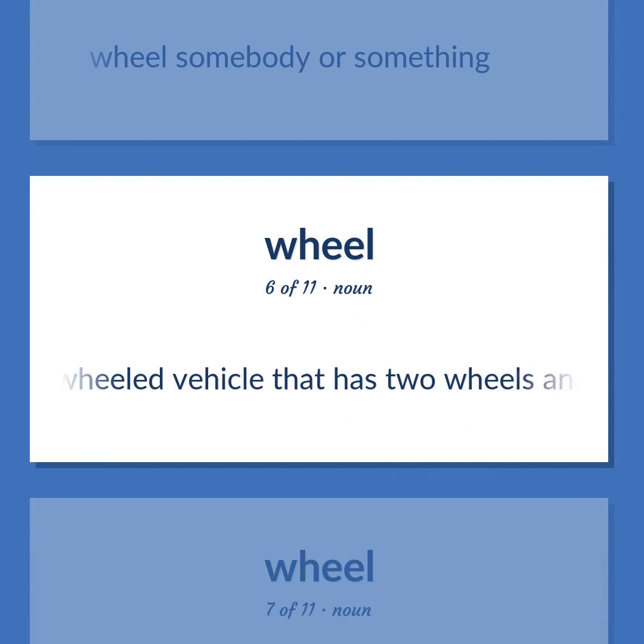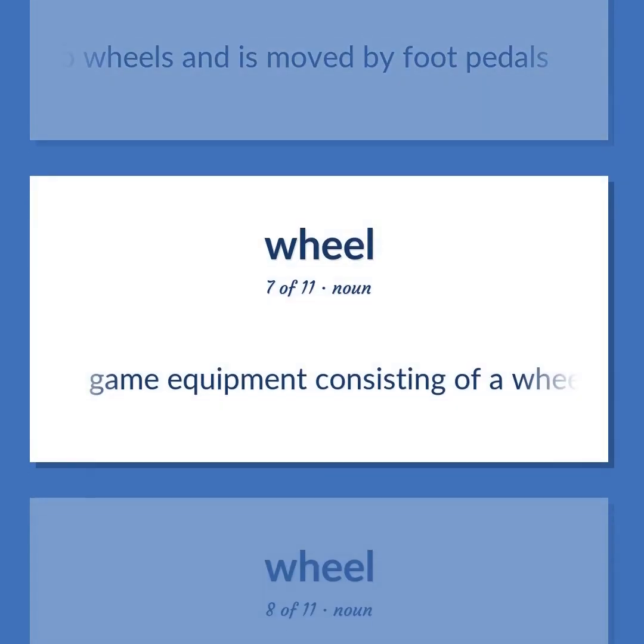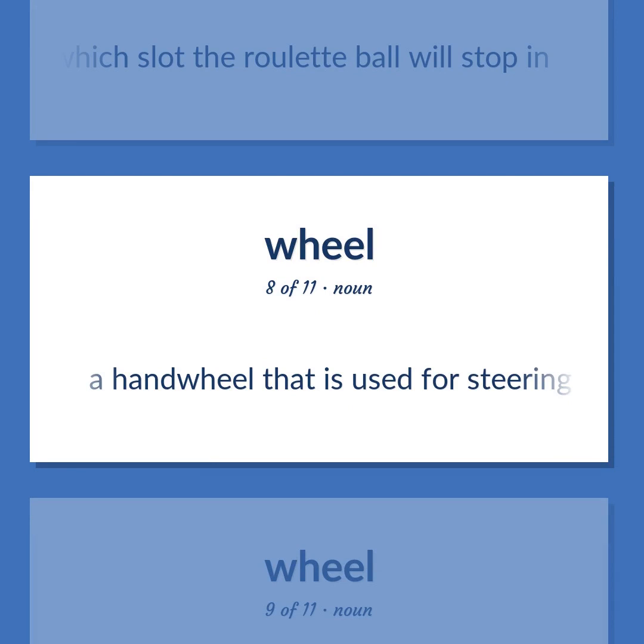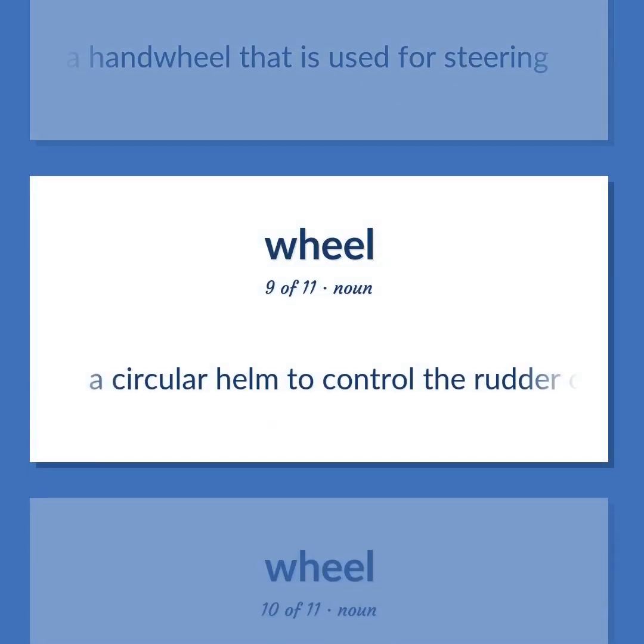A wheeled vehicle that has 2 wheels and is moved by foot pedals. Game equipment consisting of a wheel with slots that is used for gambling. The wheel rotates horizontally and players bet on which slot the roulette ball will stop in. A handwheel that is used for steering. A circular helm to control the rudder of a vessel.